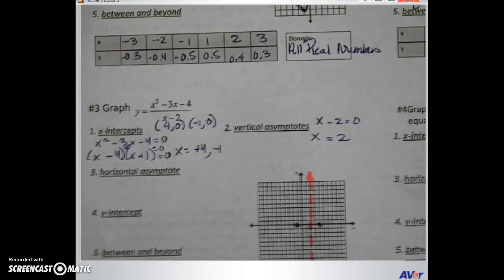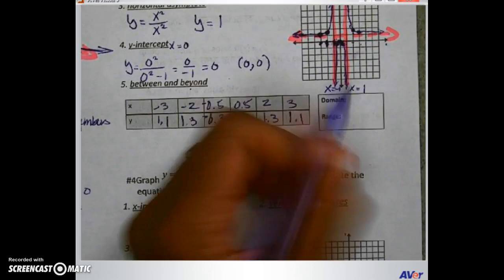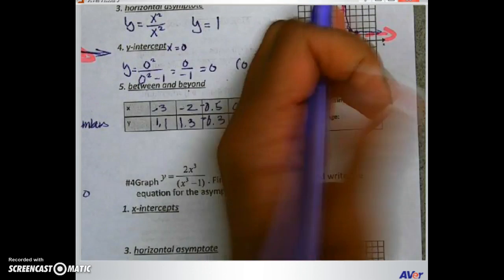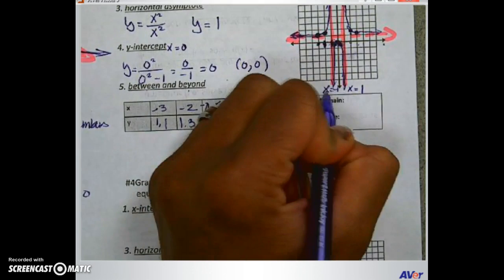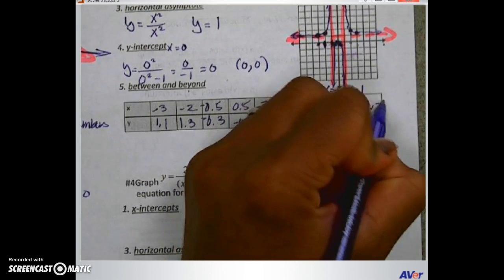Sorry. Go back. Right here. I forgot the domain and range. The domain, moving from left to right, we do have some holes here. It doesn't go consistently. These are my restrictions. So x cannot be 1 or -1.